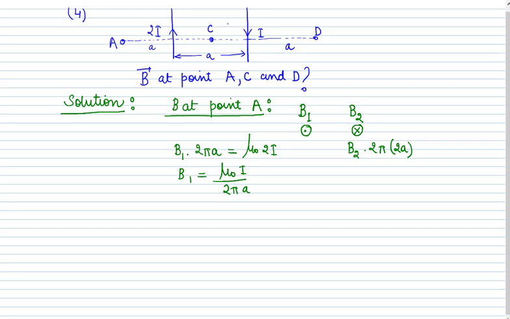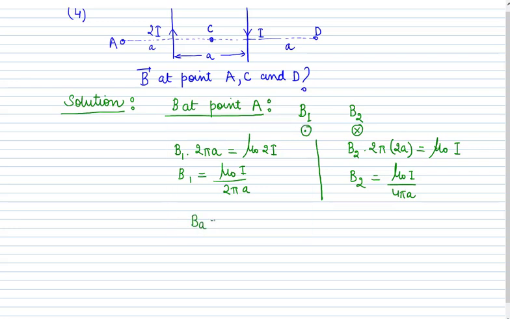So if you make an Ampere circuit, it will be a circular loop of radius 2A. It is a wire, so it will have a cylindrical symmetry. If you draw a circular loop, the radius will be 2A. This is equal to μ₀ and the current is I. So you can simply write B2 will be equal to μ₀I upon 4πA. That is the beauty of Ampere's circuital law, that it lets you write down all these fields very easily. So that we have done for point A.